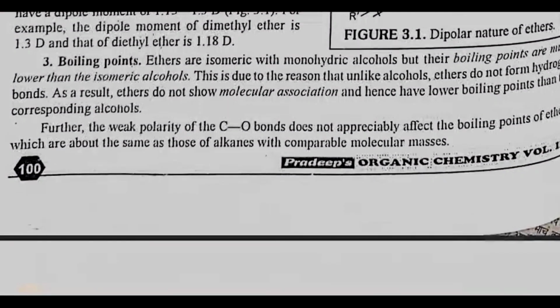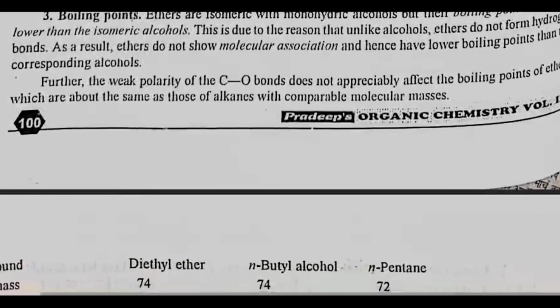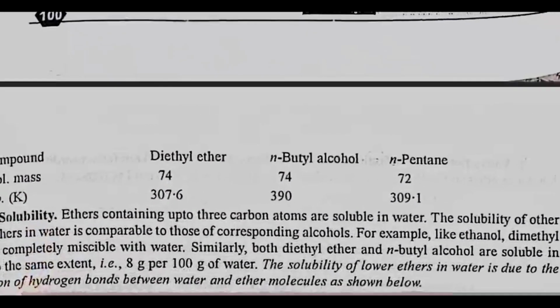Third, boiling points. Ethers are isomeric with monohydric alcohols, but their boiling points are much lower than the isomeric alcohols. This is due to the reason that unlike alcohols, ethers do not form hydrogen bonds. As a result, ethers do not show molecular association and hence have lower boiling points than corresponding alcohols. Further, the weak polarity of C-O bonds does not appreciably affect the boiling points of ethers, which are about the same as those of alkanes with comparable molecular masses.